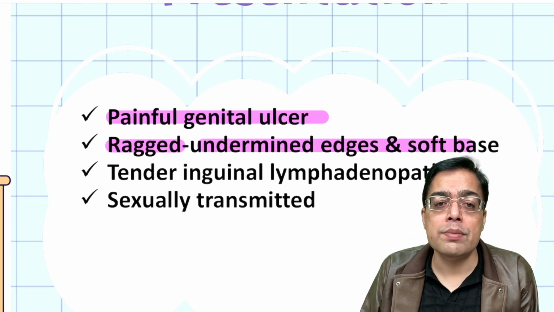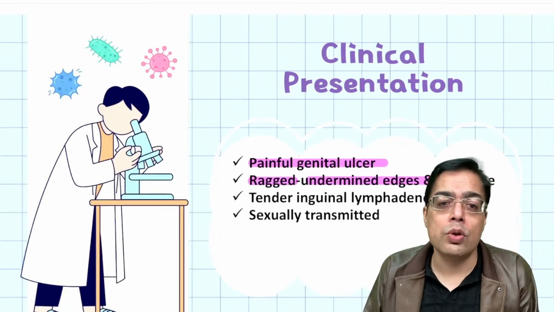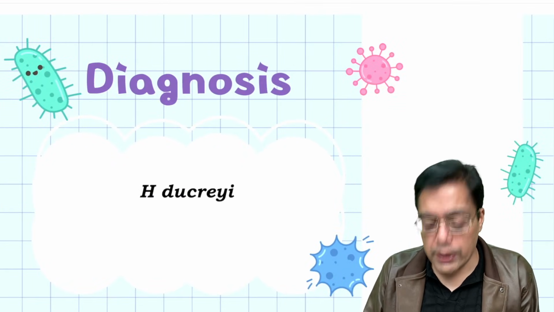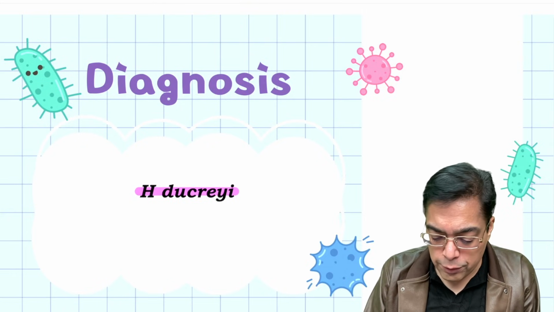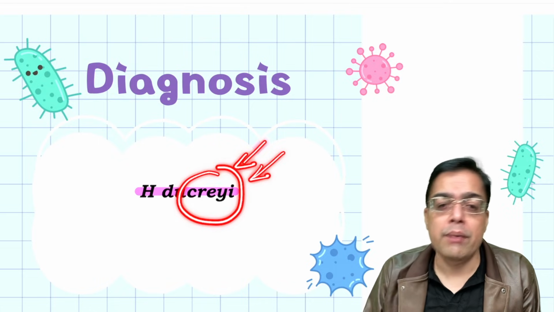The moment we are thinking in terms of a painful genital ulcer, of course, the patient is going to be crying because of the pain, and when he says it is paining, that's the time when you remember about the Haemophilus ducrei. So the patient is crying because it is extremely painful.